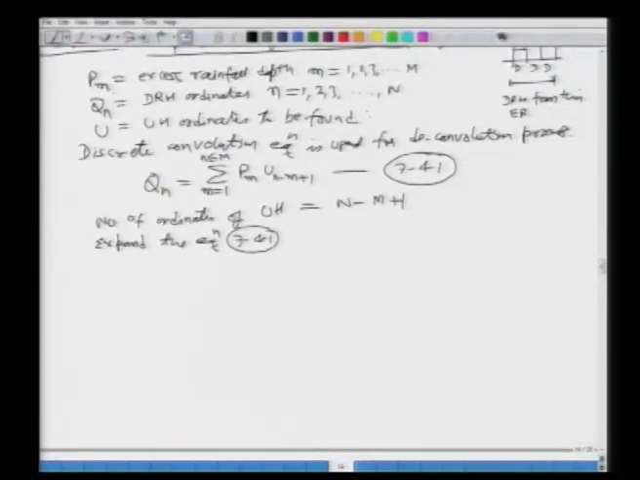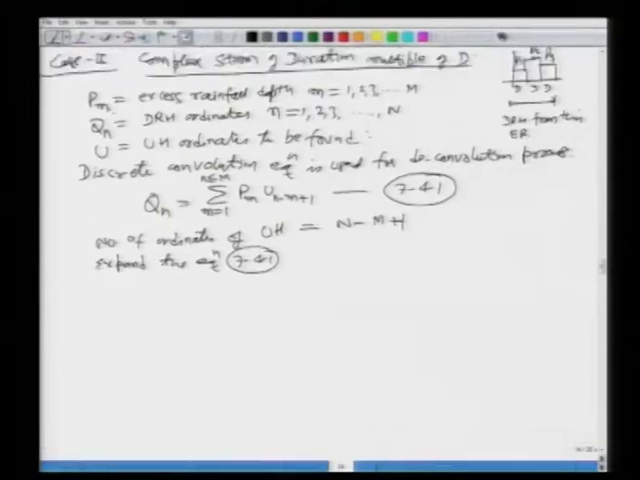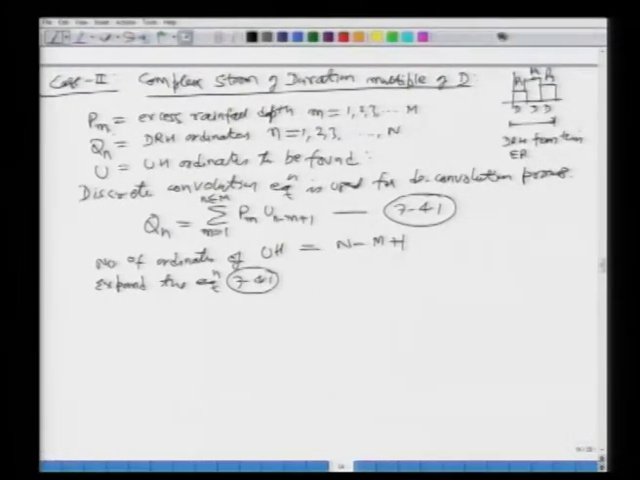For example, P m is the excess rainfall depth with m going from 1 to capital M, Q n was the direct runoff hydrograph ordinates with small n going from 1 to 3 all the way up to capital N. And then let us say U is the unit hydrograph ordinate which we need to find out. Then we said that we are going to use this discrete convolution equation, which is given by equation number 7.4.1. And the number of unit hydrograph ordinates which we need to find is n minus m plus 1. So, we will get started with this.